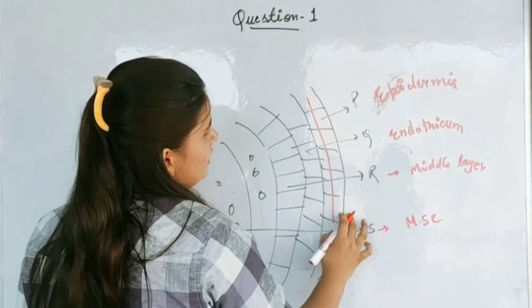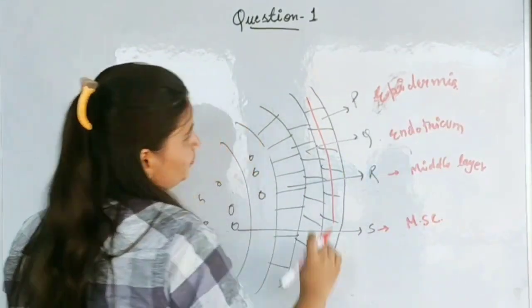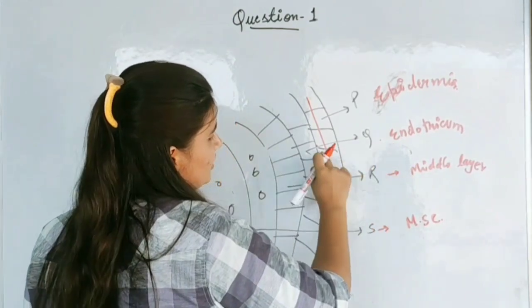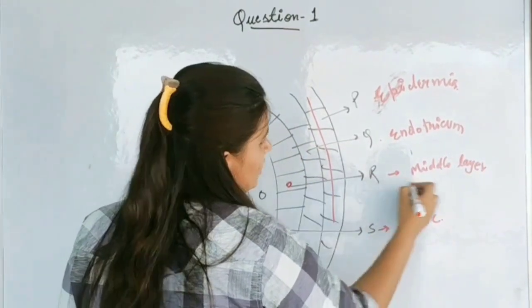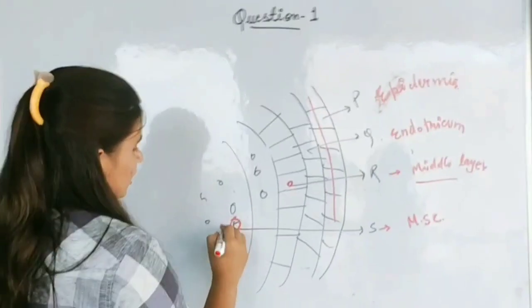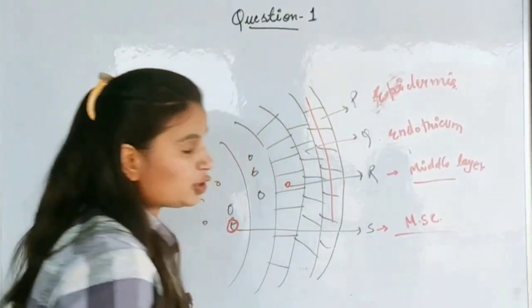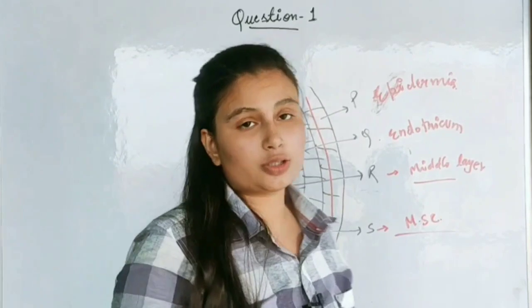So the first, that is the outermost layer, is epidermal. The Q, that is the second inner layer, is endothecum. The third inner layer is known as middle layer, and these are megaspore mother cells. Now move to next question.